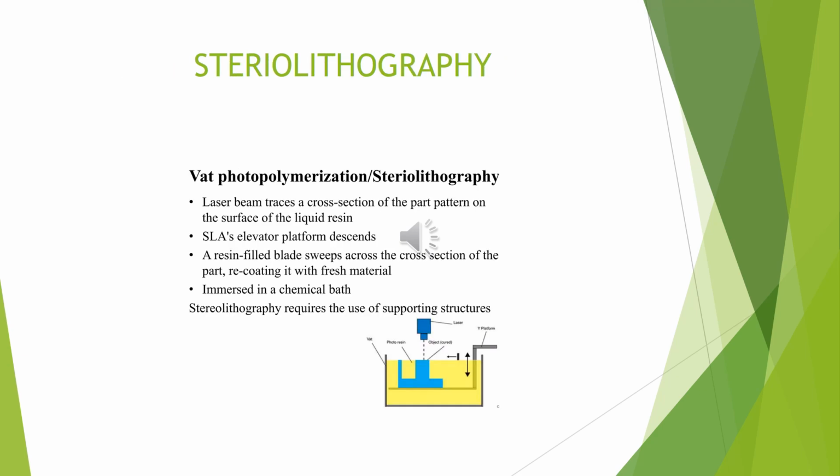Stereolithography. In this, a laser beam traces the cross-section of the part. In SLA, the elevator platform descends. A resin-filled blade sweeps across the cross-section of the part. The immersed part is dipped in a chemical bath. Stereolithography requires the use of supporting structures to build the part.